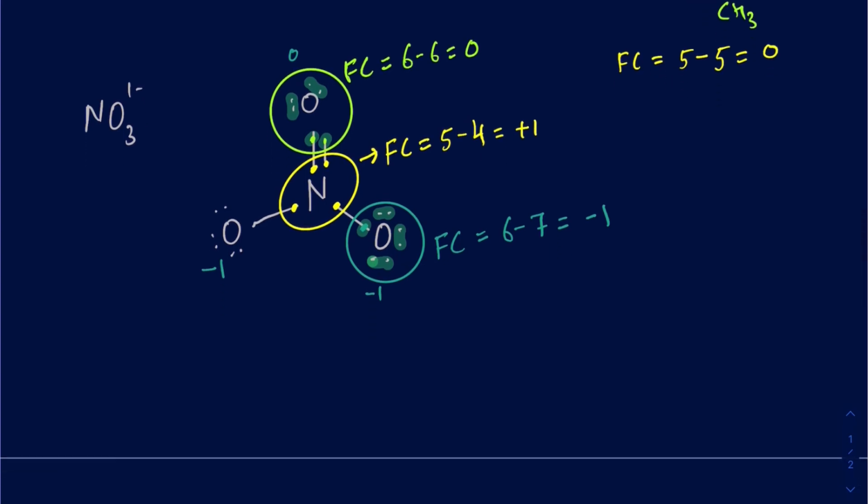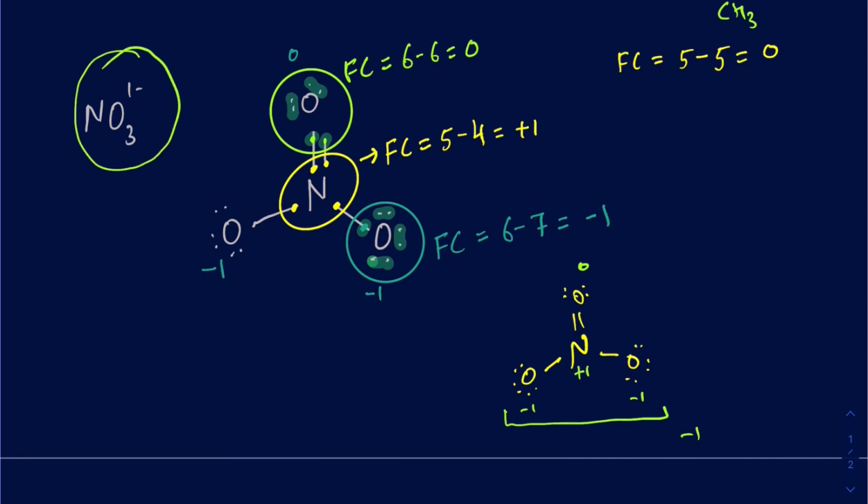So if I redraw it with not too many things on it, then you can kind of look at how your net charge works out. So each of the oxygens on the top was 0, the oxygens on the bottom were -1, and your nitrogen was +1. So when I add up the formal charges of all those, it's going to come out to be a -1, and that's why you have -1 formal charge on nitrate.